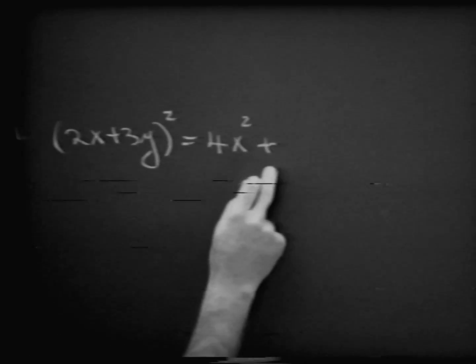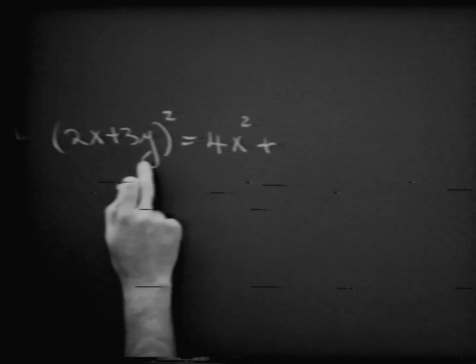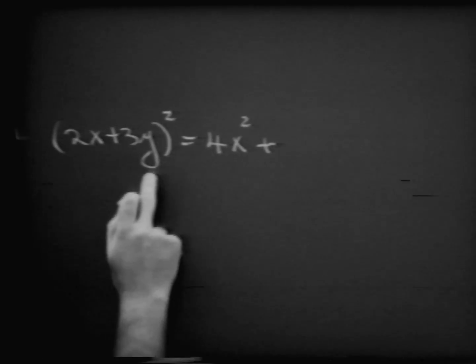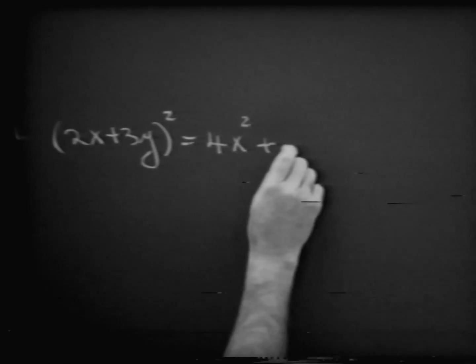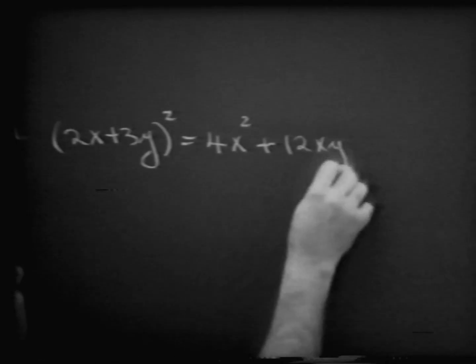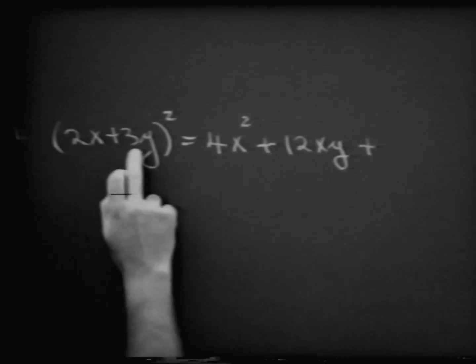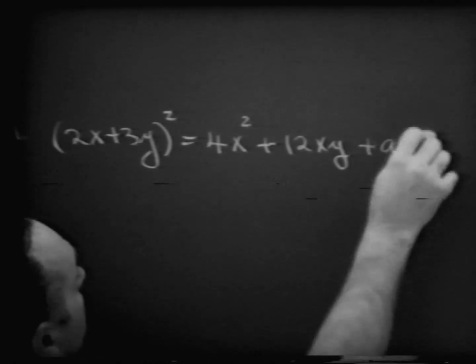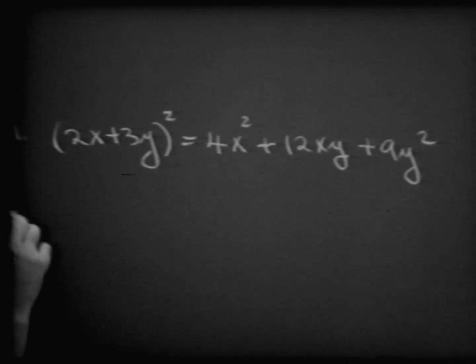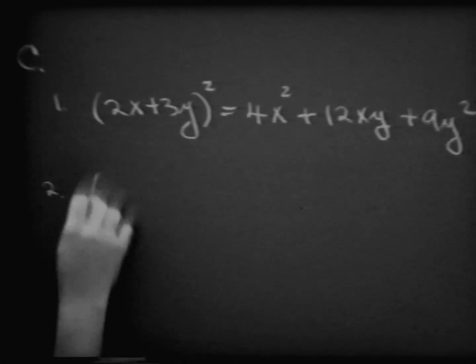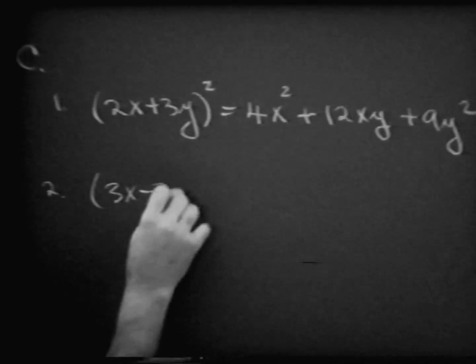Plus, well, it's going to be twice the product of these two given terms, which is 12xy. Does everyone agree with that? And then plus 9y squared. Everyone agree?